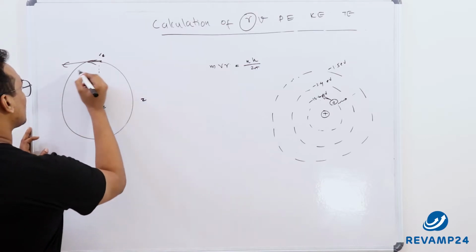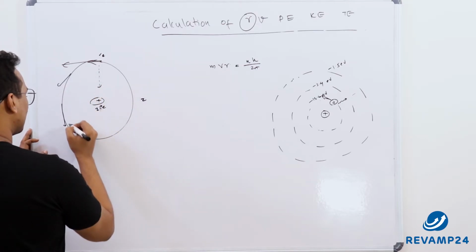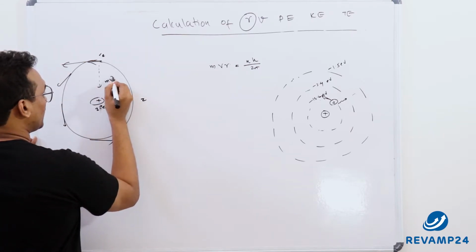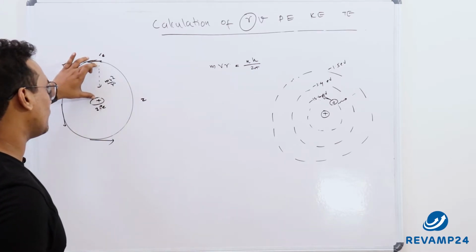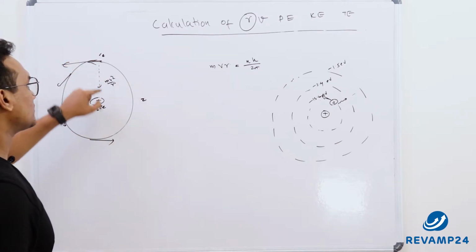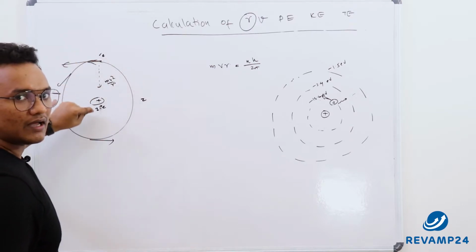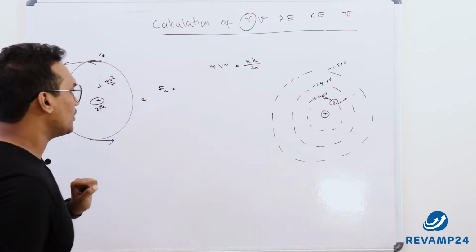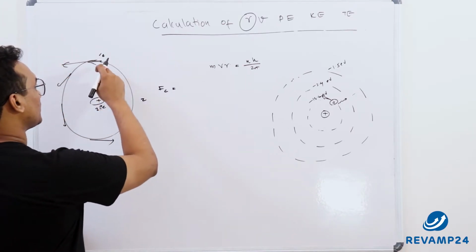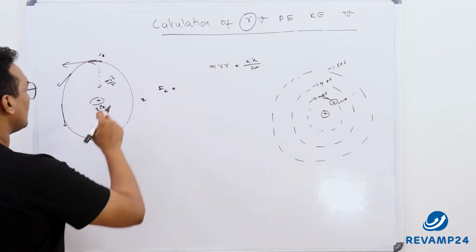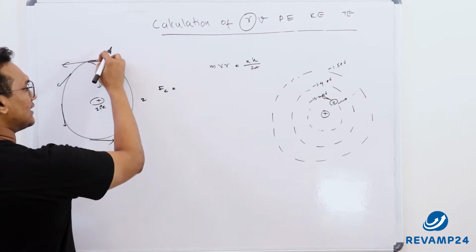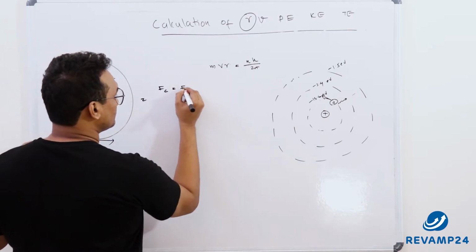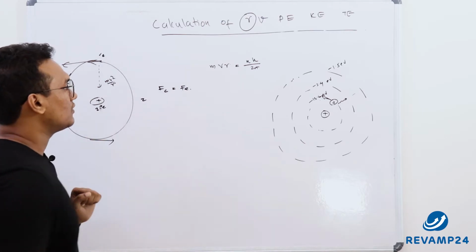When electrons are revolving in circular orbit, it needs centripetal force. What is the value? mv square by r. Now this centripetal force is provided by the Coulomb's attraction between electron and nucleus. So that is very important. Centripetal force Fc has been provided by the electrostatic force of attraction between electron and nucleus, Fe. Or this is Coulomb's force of attraction.